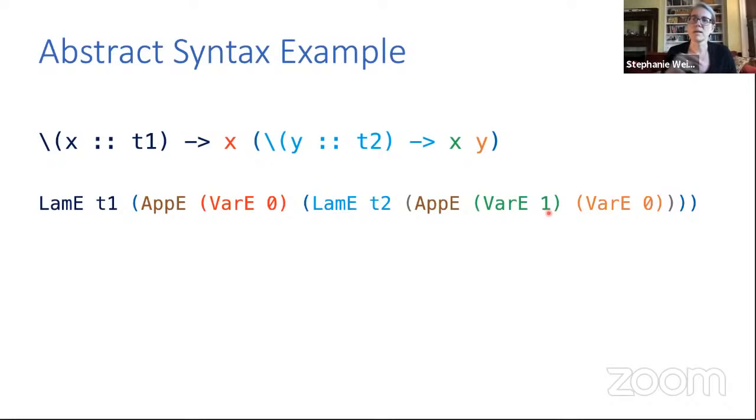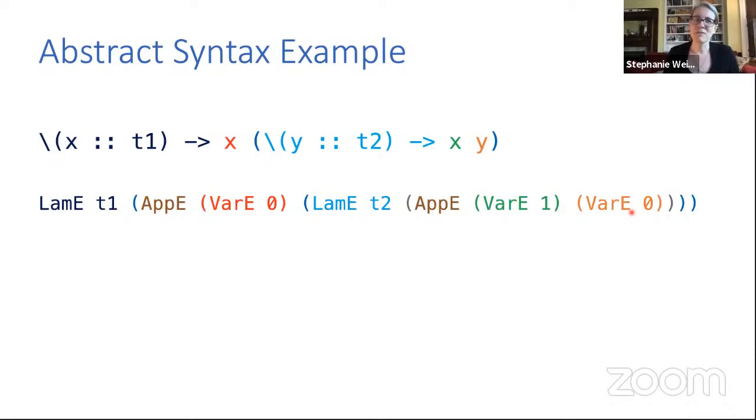So when we use de Bruijn indices to represent variables, we need to count how many binders we go out to know which variable we're referring to. Right? So here 0 refers to X. Over here, since we're inside lambda Y, 0 refers to Y.